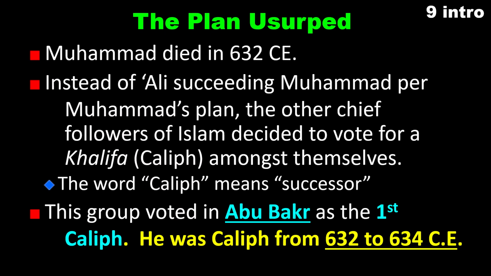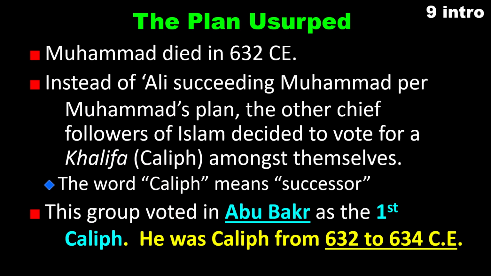Muhammad died in 632 Common Era. Muhammad's expressed plan of successorship was not followed. Instead of Ali succeeding Muhammad per Muhammad's plan, the other chief followers of Islam who were present at the time decided to vote for a khalifa, or caliph, amongst themselves. By the way, the word caliph means successor.